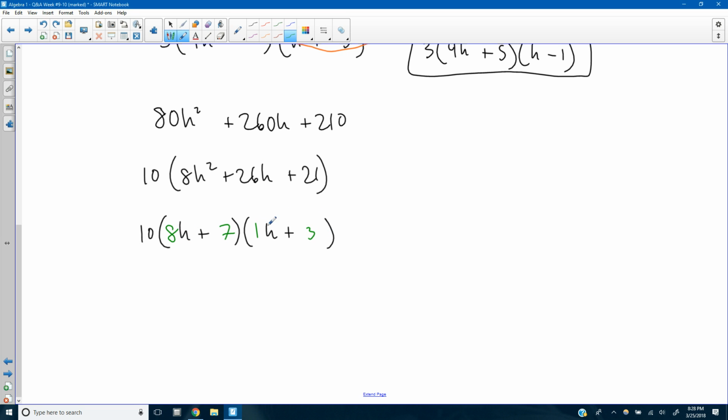That'd be 24 plus 7. That's not going to give me it. Or I can try a 1 and a 21 here. That's going to give me 29h. That's really close, but that's not the answer. So it's not 8h and 1h. Boom, I can take those ones out.